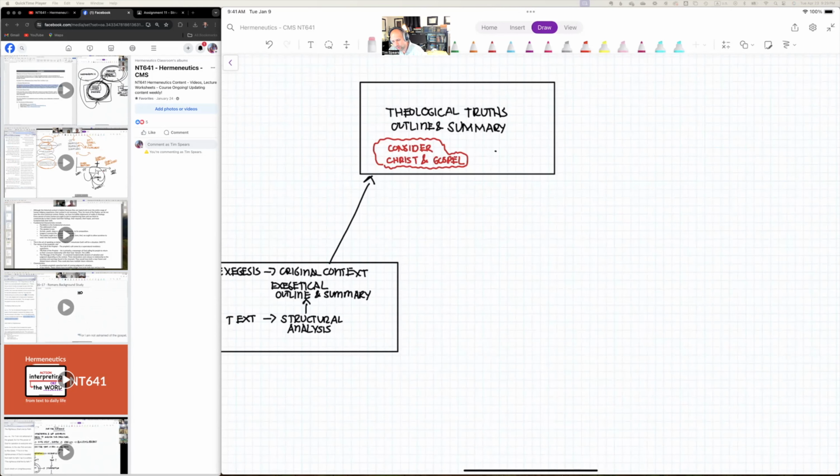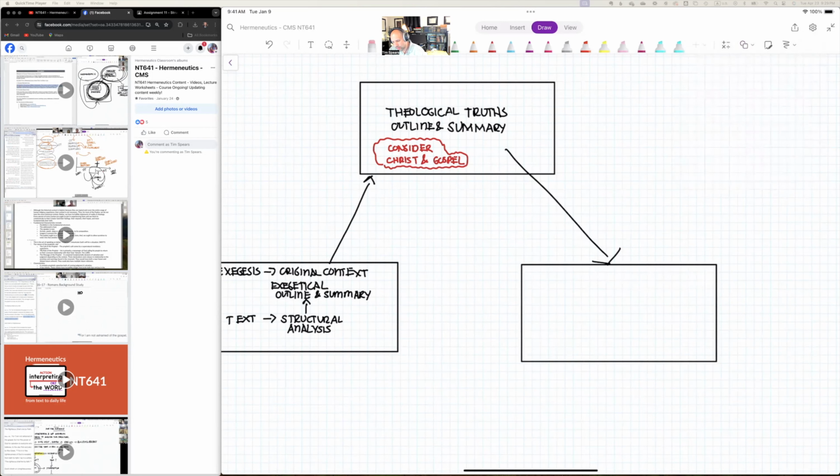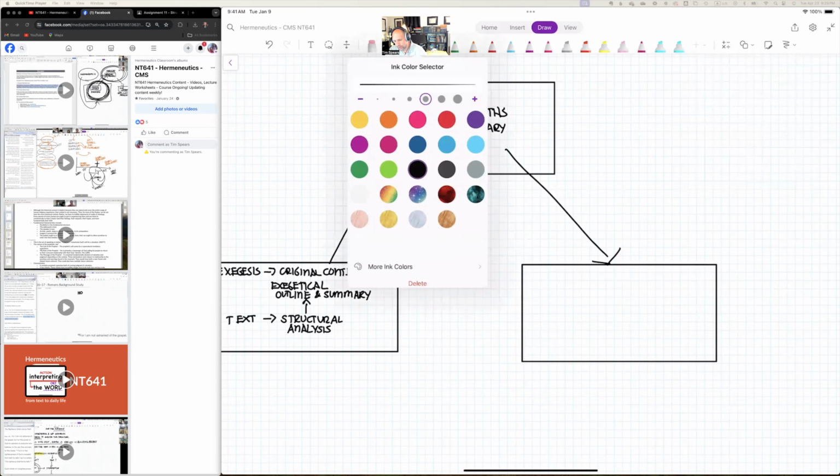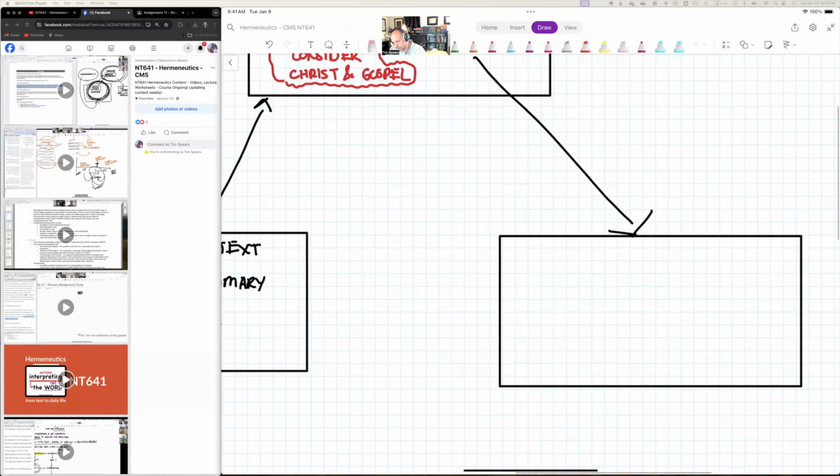And then we're going to move from here to our context. This is now contextual, and this is a homiletical outline and summary.